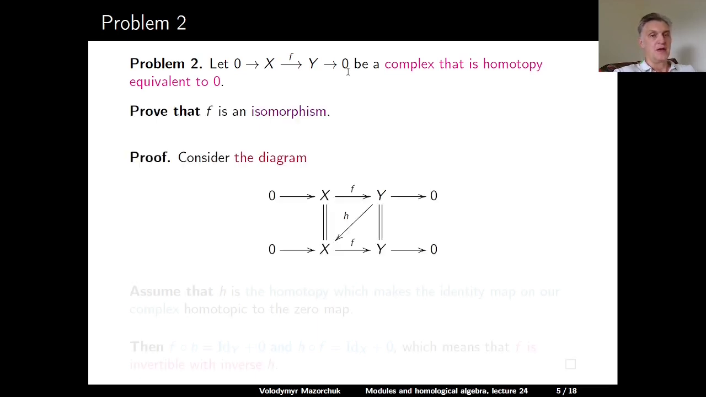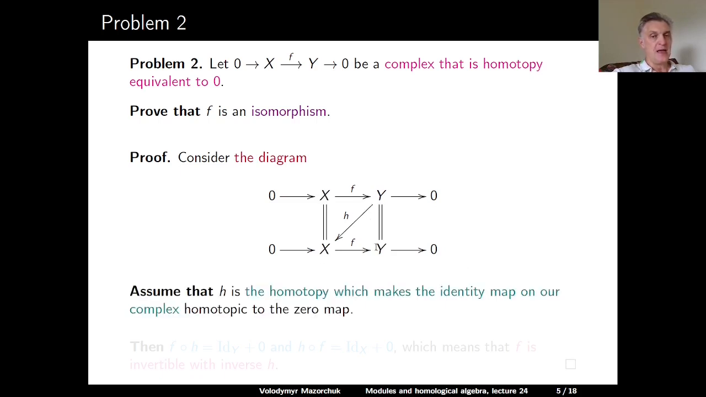Proof. Consider the following diagram. So we have our complex in the top row, our complex in the bottom row. We have the identity maps between the complexes, so the identity from X to X and the identity from Y to Y. And assume that we have the homotopy map from the upper Y to the lower X, which makes the identity map on our complex homotopic to the 0 map.